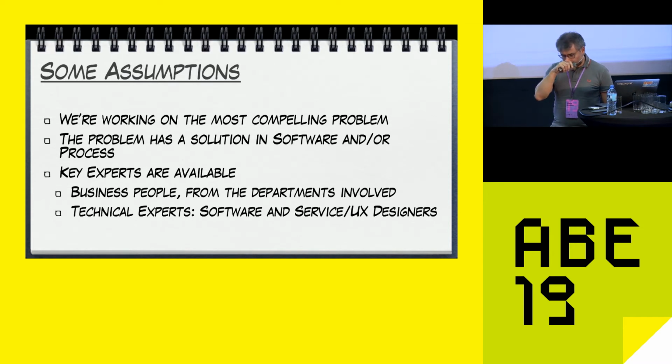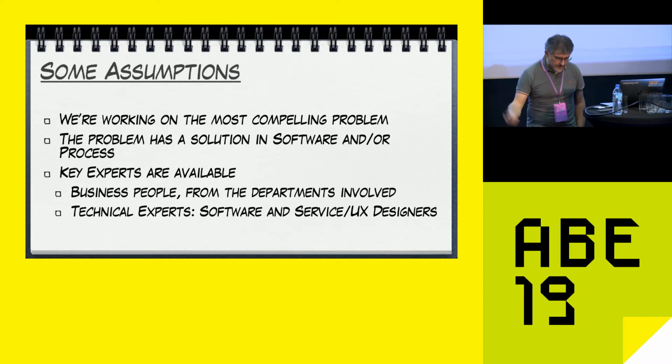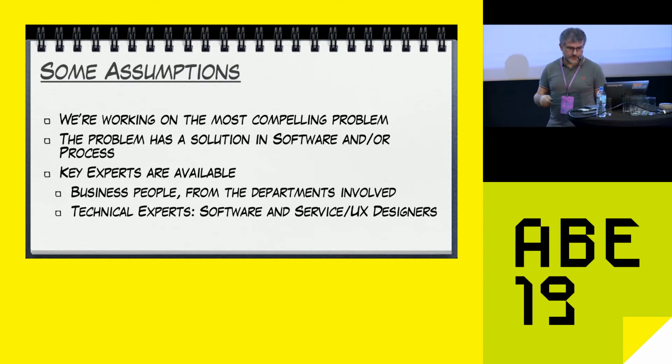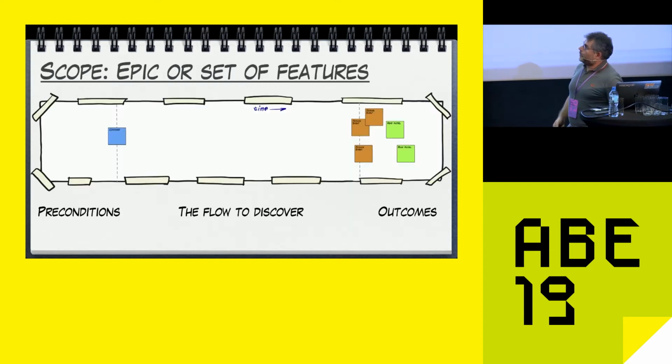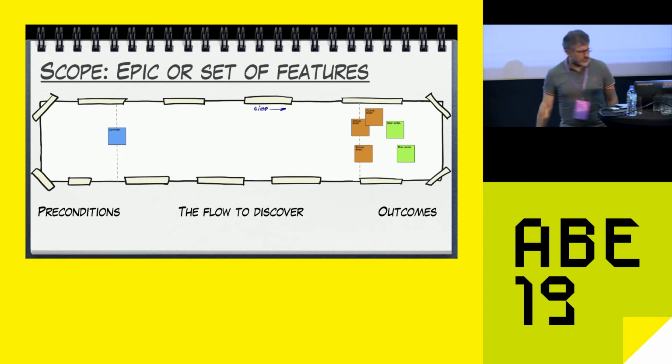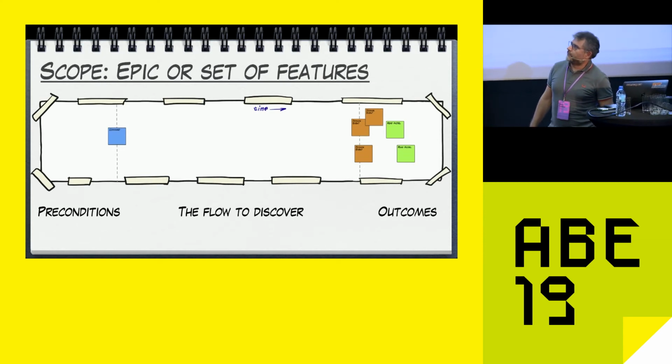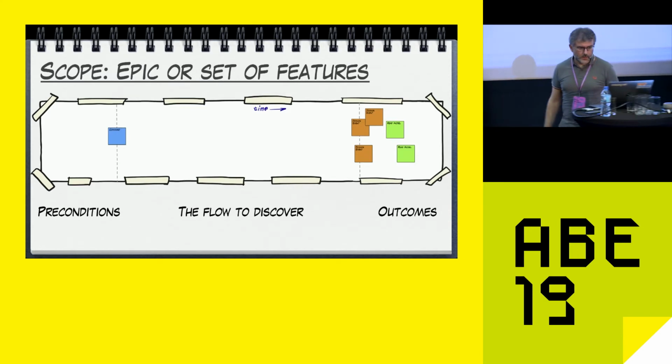So is a single facilitated workshop that involves software people, business people, user experience designer, and service designer. What is the scope? The scope might be, I actually really hate talking about epics or features because every single company has their own interpretation and turns out into a mess.